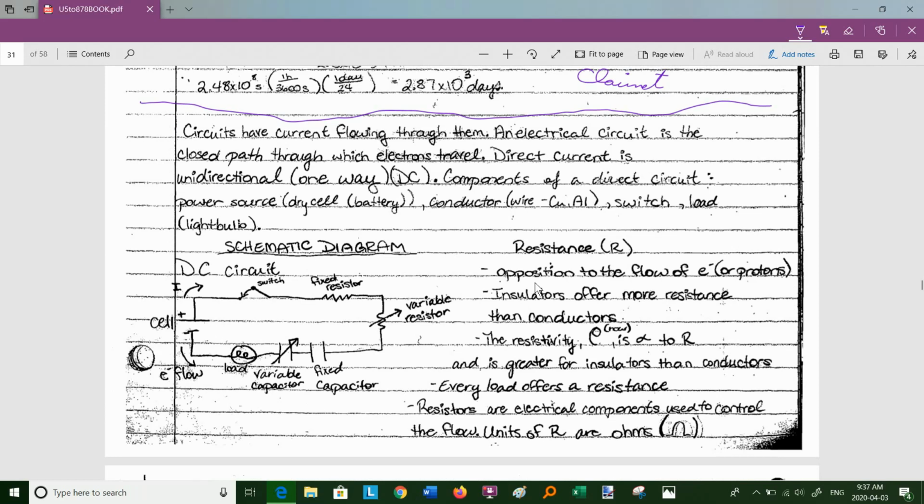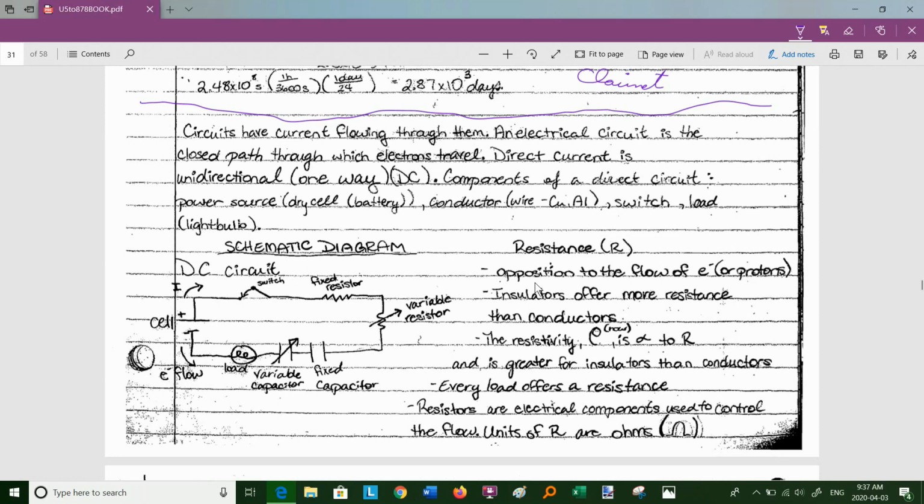Currents flow through them. An electrical circuit is the closed path through which electrons or protons travel. We talk in this chapter about direct current and a tiny bit about alternating current, but our big focus is on direct current. Next chapter is alternating current. Direct current is unidirectional, so only one way. So a 9-volt battery is a source of direct current. You can plug in things to your wall outlet, and then diodes and adapters will convert alternating current to direct current depending on what your electrical appliance is that you're using.